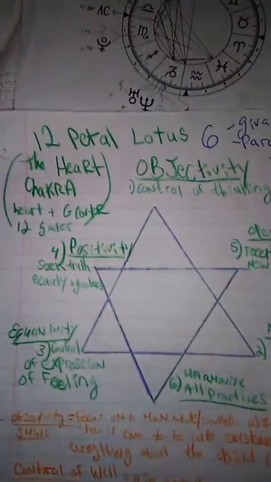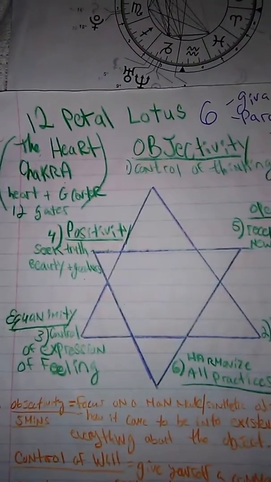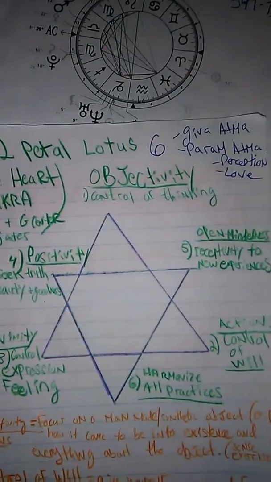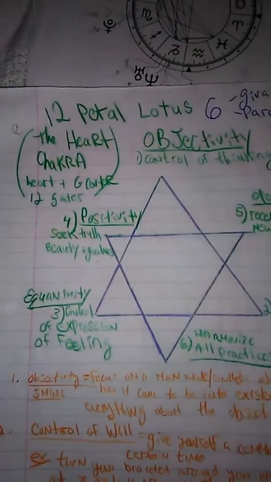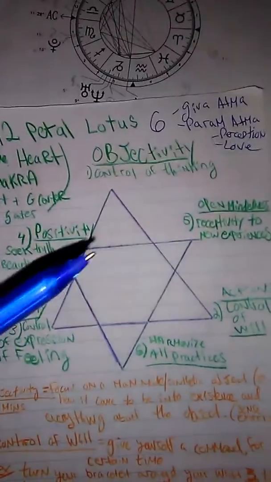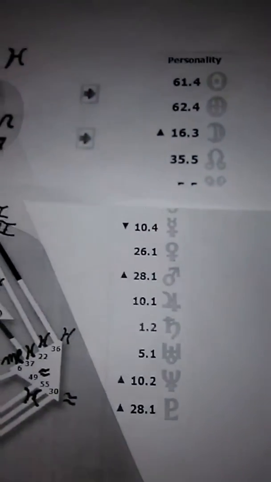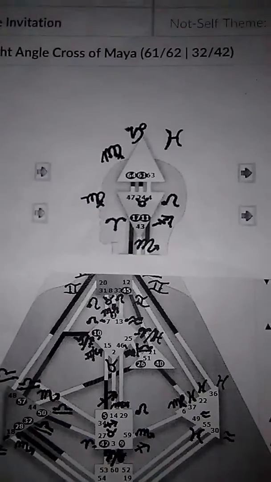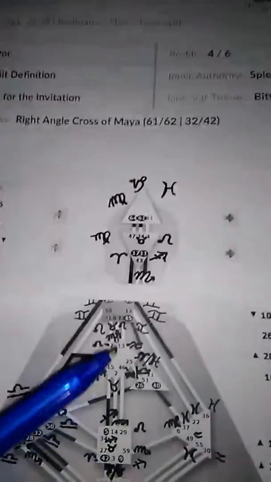Now, also, the best way I found out to open up your heart is using the 12 petal lotus. Now, if you see, there's 6 and 6. There's a 6 petal lotus, but twice. One in the Jiva Atma and one in the Paramatma. And if you look, you count it up. 1, 2, 3, 4 in the heart, and then there's 8 in the G center. 8 in the G center, 4 in the heart. That gives you your 12, okay?